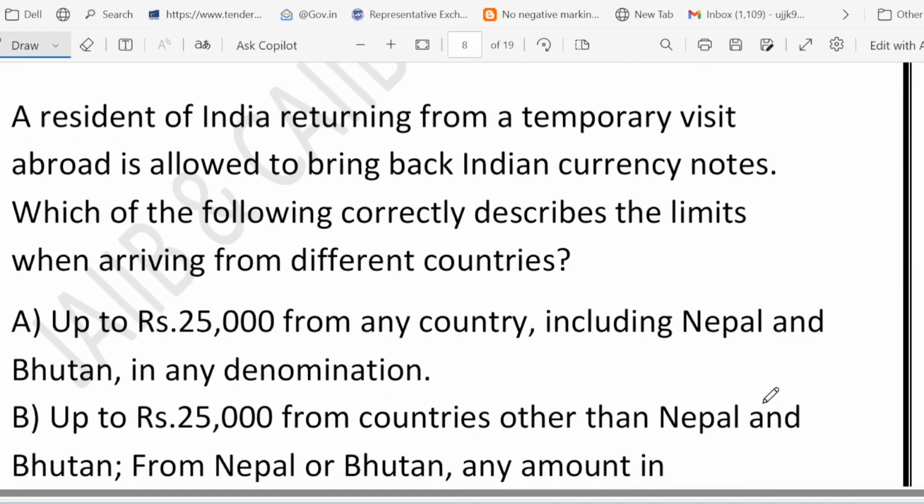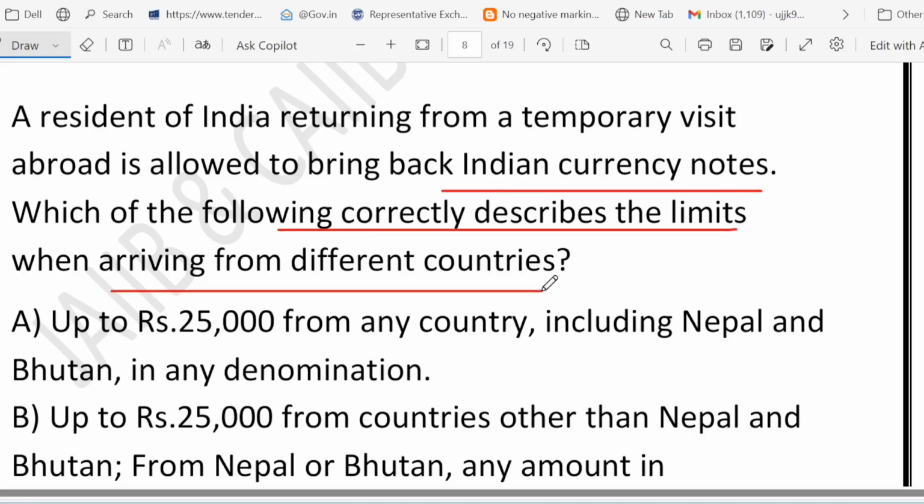Now friends, let's have a look at the next question. Very good question, it was asked. The question was like this: a resident of India returning from a temporary visit abroad is allowed to bring back Indian currency notes. Which of the following correctly describes the limit when arriving from different countries?